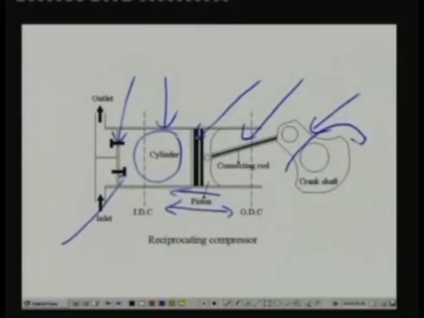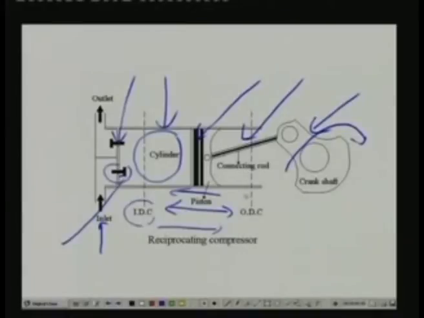Let us assume that initially the compressor is at the inner dead center, that means it is at this position. The piston is at this position, and as the crankshaft rotates, the piston moves towards the outer dead center or ODC. So as the piston moves towards the outer dead center, there will be expansion of the gas inside the cylinder, hence the cylinder pressure drops. When the cylinder pressure drops, due to the pressure difference between the evaporator here and the cylinder here, this suction valve opens. Once the suction valve opens, refrigerant from the evaporator flows through this inlet and enters into the cylinder. This process continues as long as the piston is moving towards the ODC.